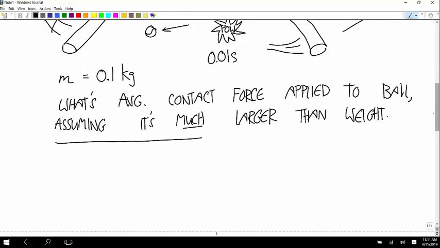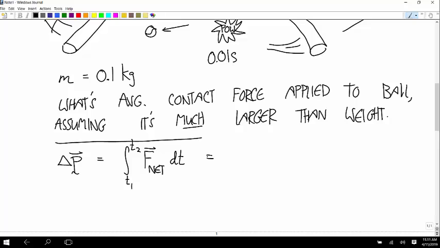Okay, so the first thing we have to do is figure out, well, we're going to use the impulse momentum equation that says the change in linear momentum is equal to the integral of F net dt.